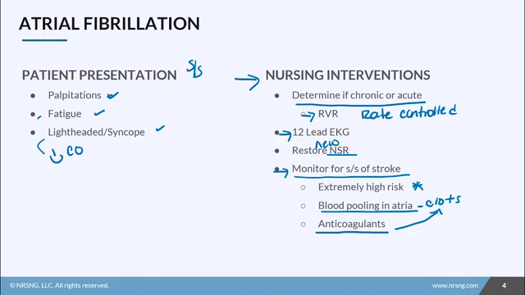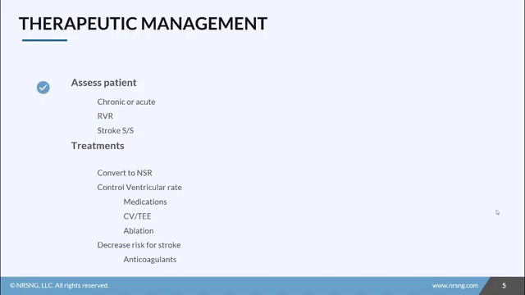So let's talk about more therapeutic managements. So the therapeutic managements for AFib are to assess the patient. Again, find out if it's chronic or acute, are they in RVR, and assess for any signs and symptoms of stroke. If I have a patient who is in chronic AFib, we monitor them. We got to make sure they're taking the right medications and anticoagulants.